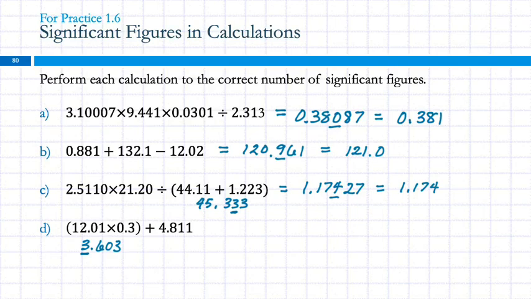Now I'm going to do my adding. I'm going to take the number in my calculator. I don't do anything to it, and I add 4.811. And my calculator is showing me 8.414. I was adding this number where the uncertainty was in the ones place to this number where the uncertainty is in the thousandths place. So my answer has to end in the ones place. And so this is going to get rounded to 8.